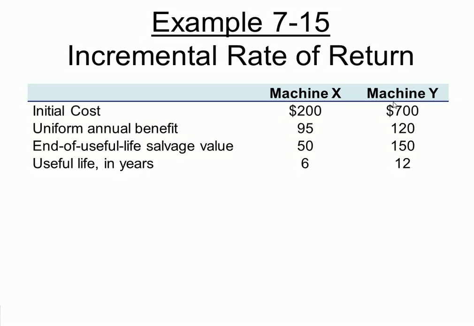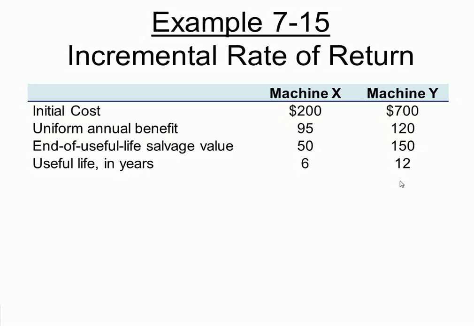We're going to subtract from the cash flows for machine Y the cash flows of machine X. We have uniform unit benefits for both cases, and the useful life salvage value, that's the future amount. These are annual amounts, these are present amounts, and we have two different useful lives. So what does it mean? We need to use different ways to look at it, right?